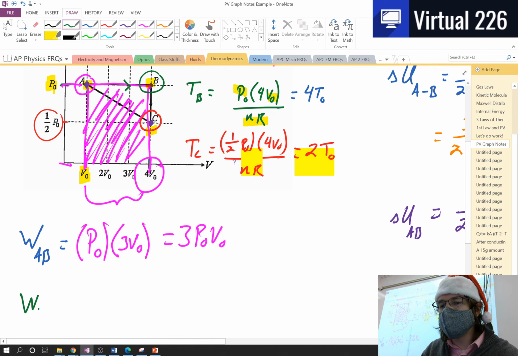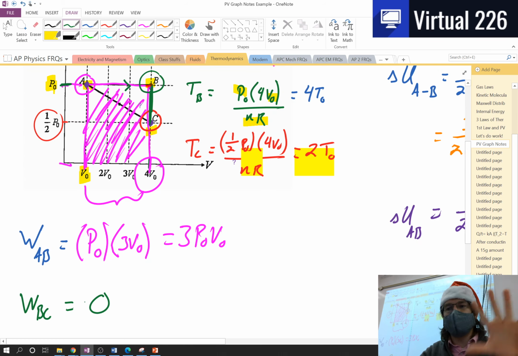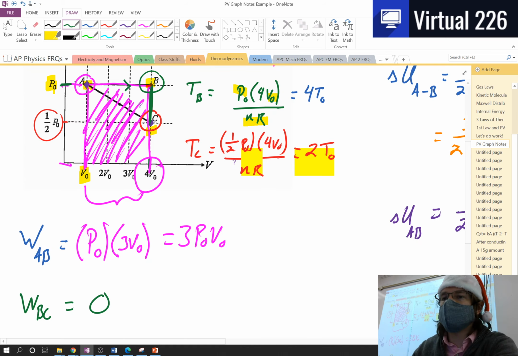To find the work going from vertex B to C, well, we have a vertical line going down here. That's our spaghetti. So because this is a vertical strand of spaghetti from B to C, it has no area underneath it. It's just a vertical line. This is just, whoop, 0. There's no area there. I can't create an area under that curve. So we get nothing.